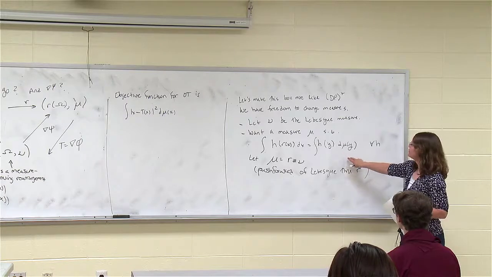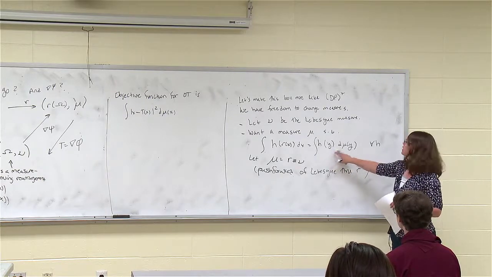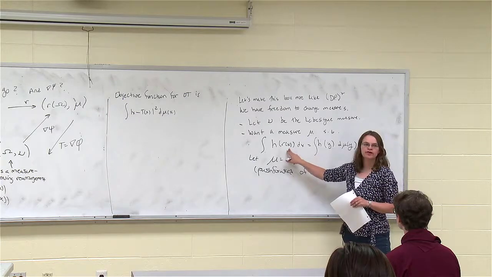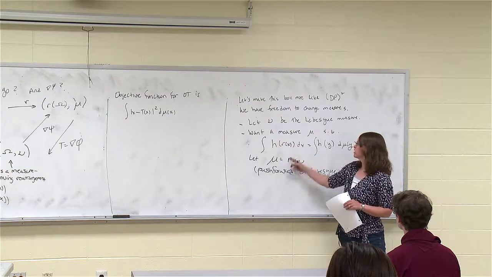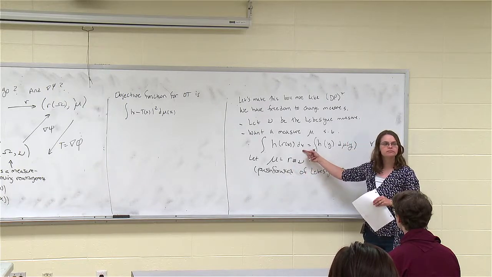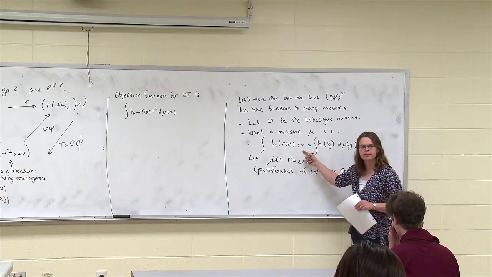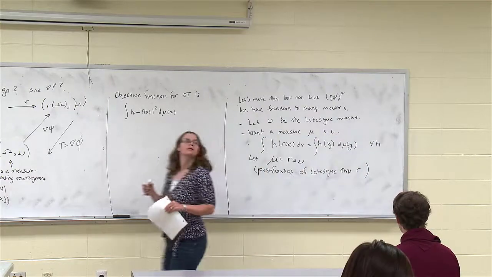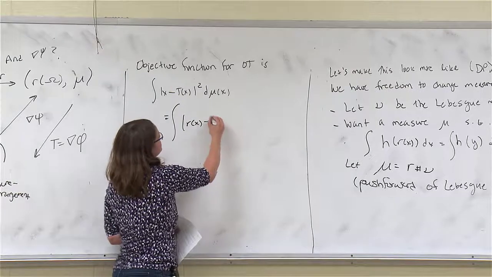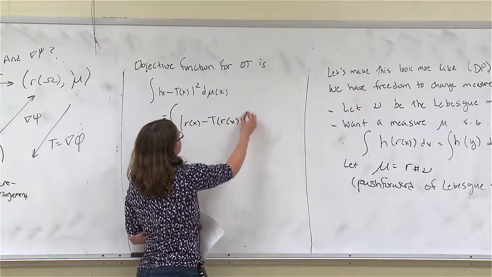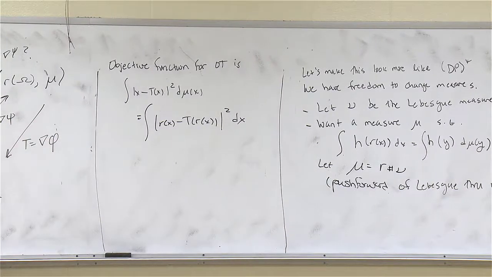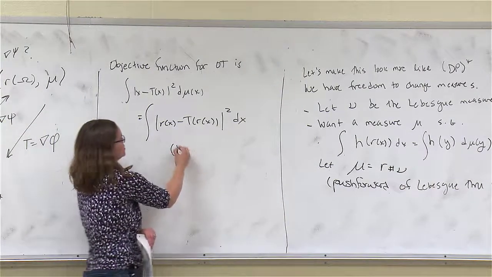Let's use this fact, though. If I have some function of x and integrated it against d mu of x, I could replace that function with R of x. Everywhere I see an x in there, I could replace it with an R of x, and then I'm back to dealing with the Lebesgue measure. So this is the same as R of x minus T of R of x, dx. This was the definition of mu.